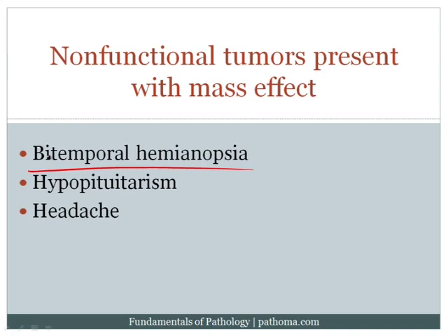Now, recall that the pituitary sits in the sella turcica, and that adjacent to the sella turcica is the optic chiasm. And so if the tumor was to press on the optic chiasm, this would result in bitemporal hemianopsia, or loss of peripheral vision in both eyes.